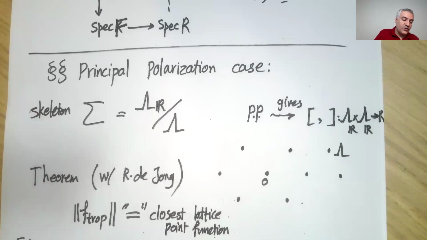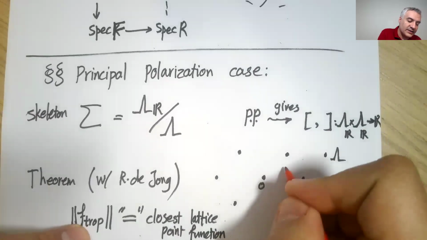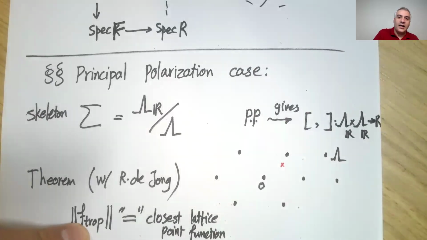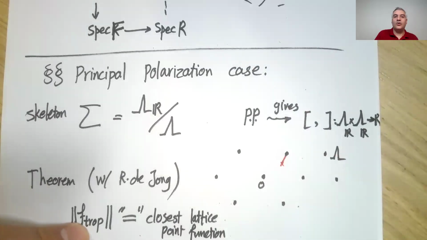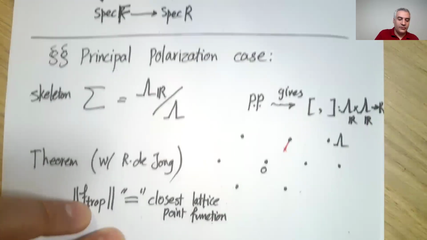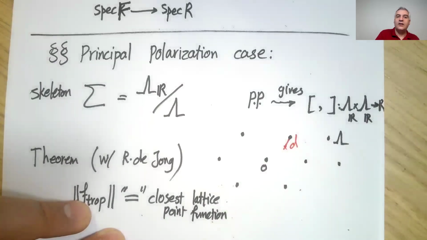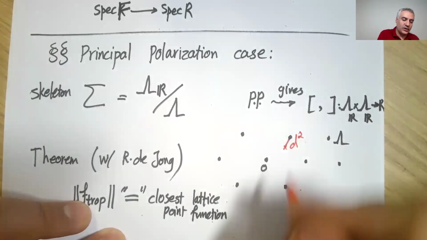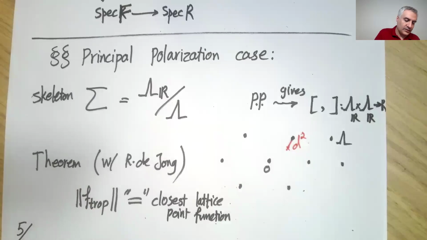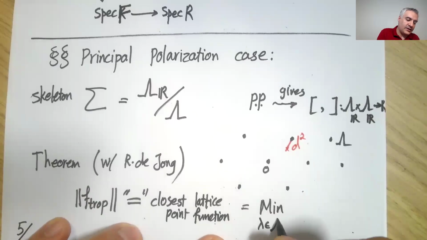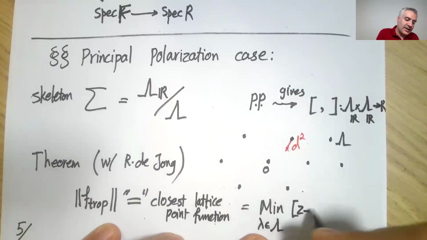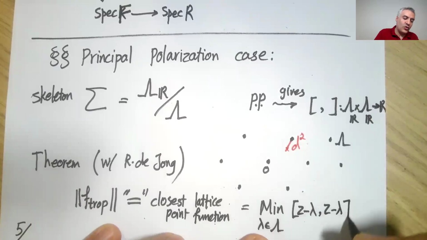What does that mean? If you give me a point on this vector space, the universal cover, I can look at what is the closest lattice point to it. So in this picture, maybe that point is the closest, and I will record the distance to that closest lattice point. And for some reason, I record the square of that distance. So this is the minimum over lambda in the lattice of the norm squared of C minus lambda.